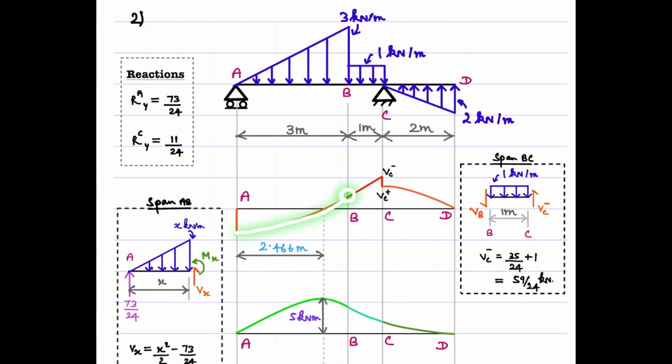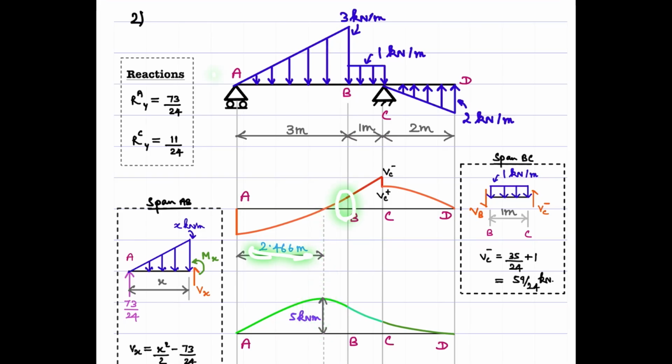Now in order to know this value, and also you can see that it's attaining a zero value here, right? So one needs to find this location as well. Why? Only then you can find the maximum bending moment. Okay, so the location where the shear force diagram crosses zero is the location where you see the local maximum bending moment. So one needs to determine this value as well as one also needs to find this value.